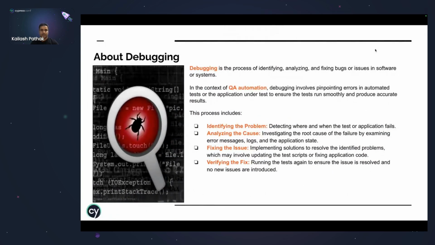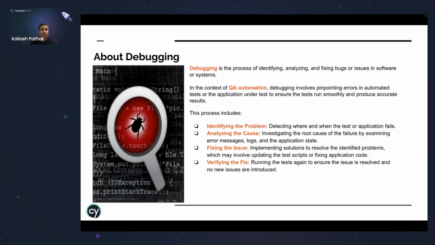So before setting the context, debugging is the process of identifying, analyzing and fixing the bugs and issues in software and systems. This is the very basic definition. Normally in debugging, we have four steps. We identify the problem. But the problem here is that identifying the problem in local is sometimes very easy, right?